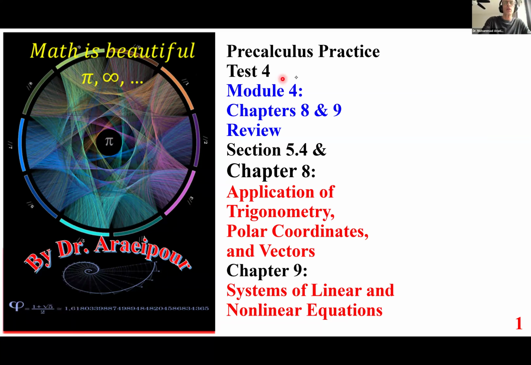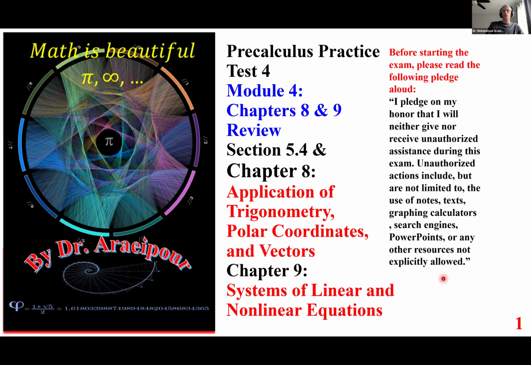Good afternoon, class. We are looking at pre-calculus practice quiz number 4, module 4, covering chapters 8 and 9 and section 5.4. Chapter 8, application of trigonometry, polar coordinates and vectors. Chapter 9, system of linear and nonlinear equations.